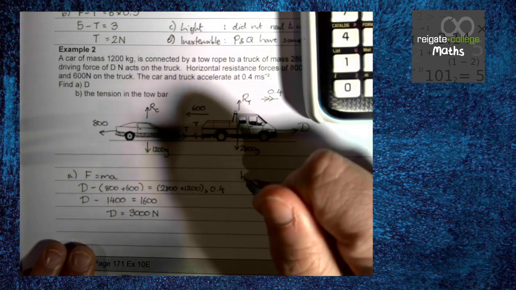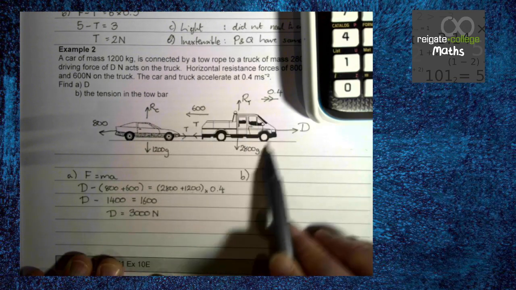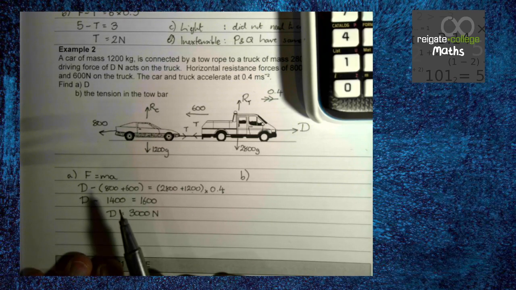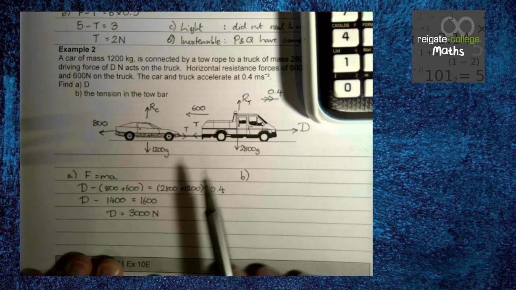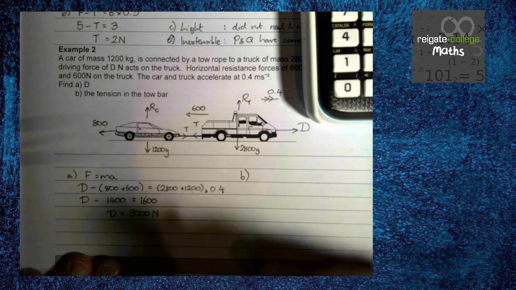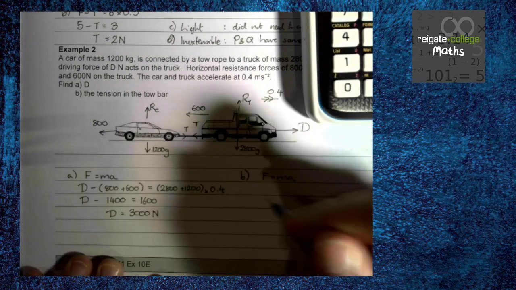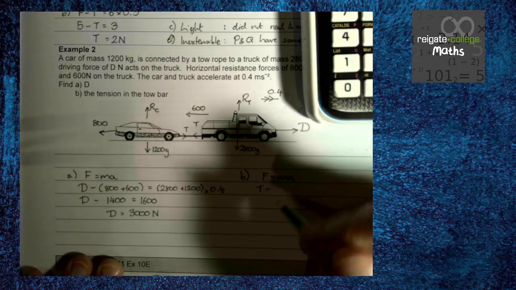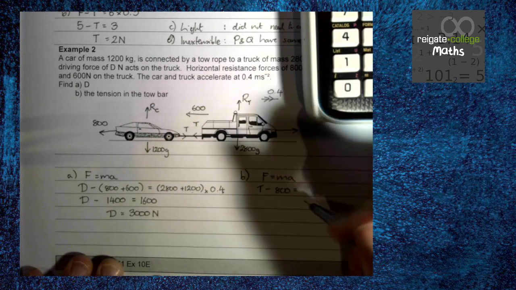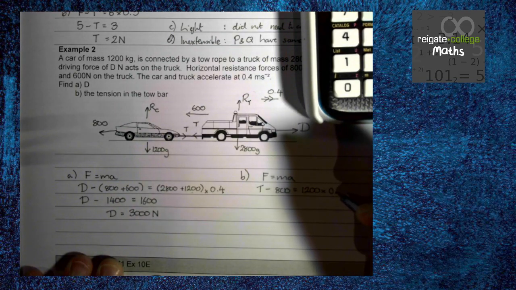Part B, working out the tension, works exactly the same way as it did before. We consider one of the particles, either the truck or the car, and we go from there. Now in the first one we used the driving particle. In this one we're going to use the other one. So we know again F equals ma. The forward force on the car is T. The resistive force is 800. We know the mass is 1,200 and it's accelerating at a rate of 0.4.